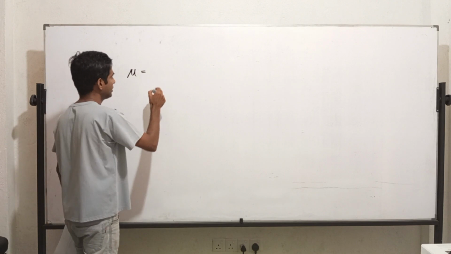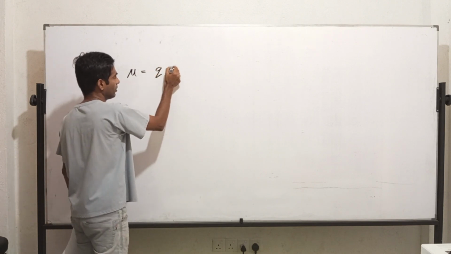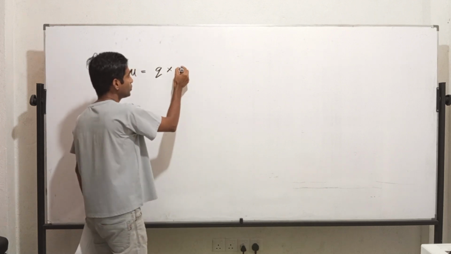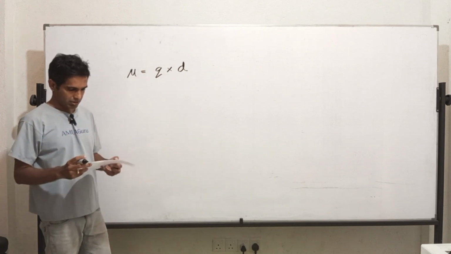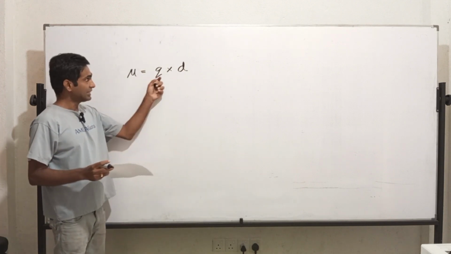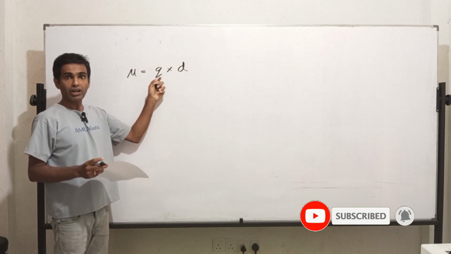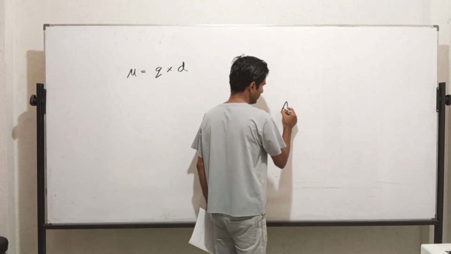Dipole moment is the multiplication of magnitude of one pole times the distance between two poles. Therefore, the first step is to find the charge on one pole of the molecule. The molecule is AB molecule.